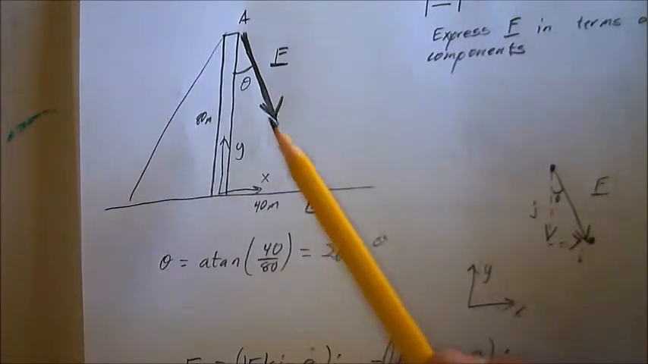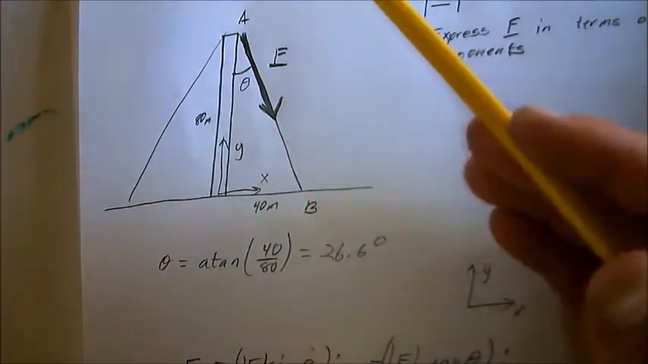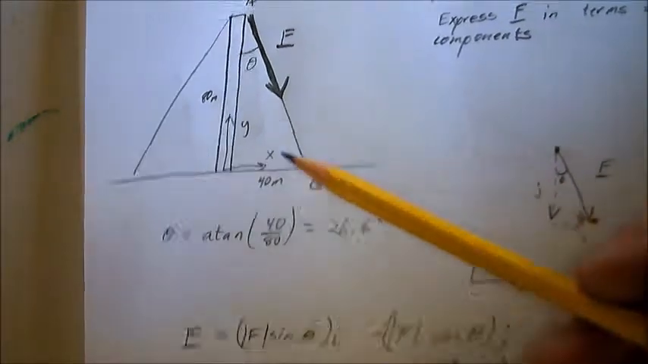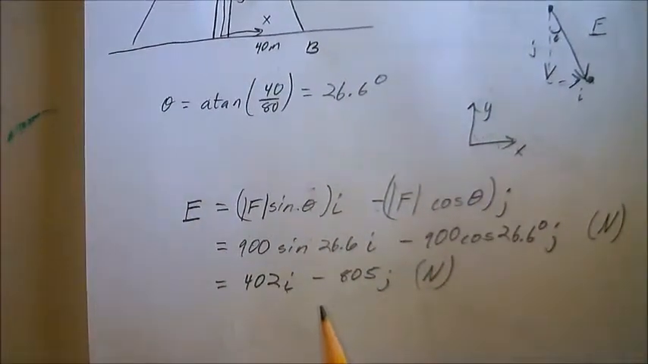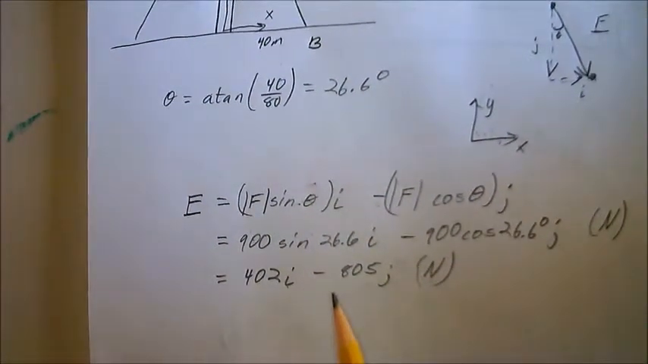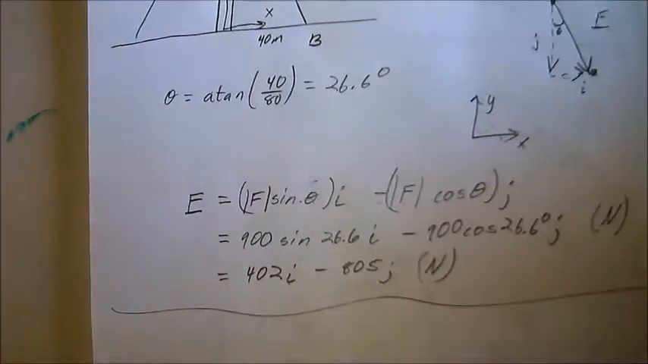So a reality check. If for some reason it was positive, that means it was pulling up, which can't possibly happen in this situation. So your signs are really, really important in statics. Make sure you always keep track of those. Okay, so that's one way to do it.